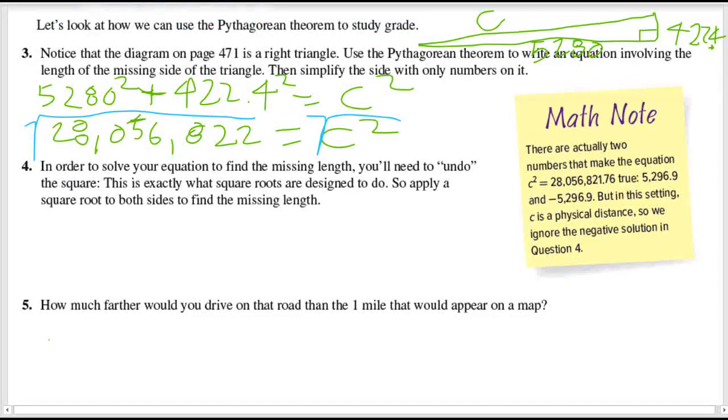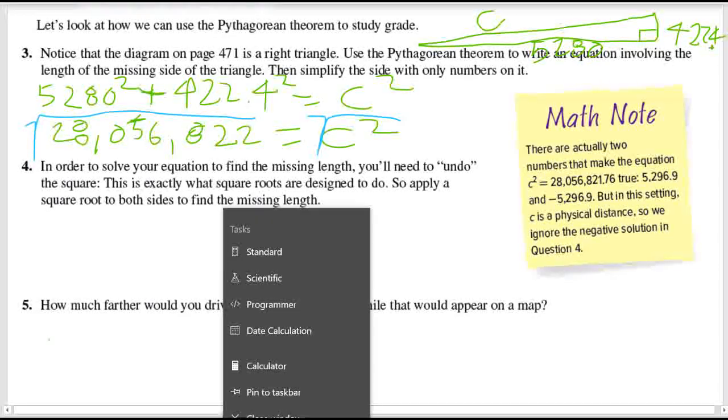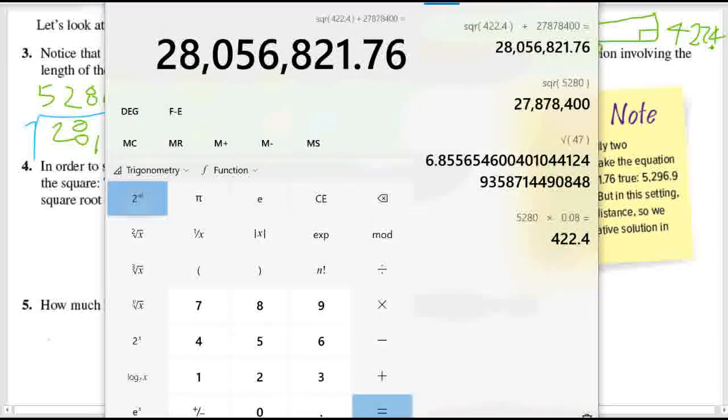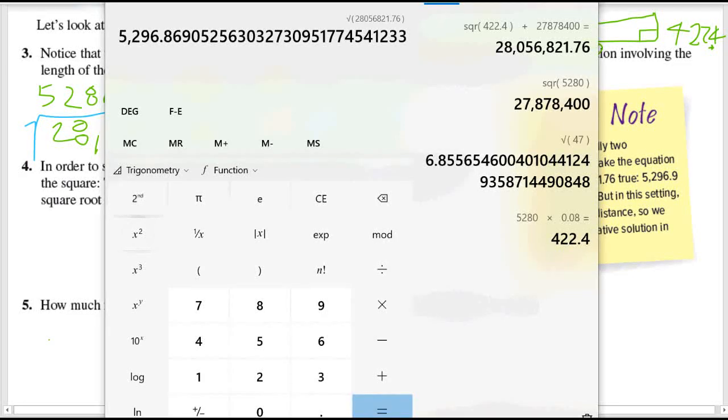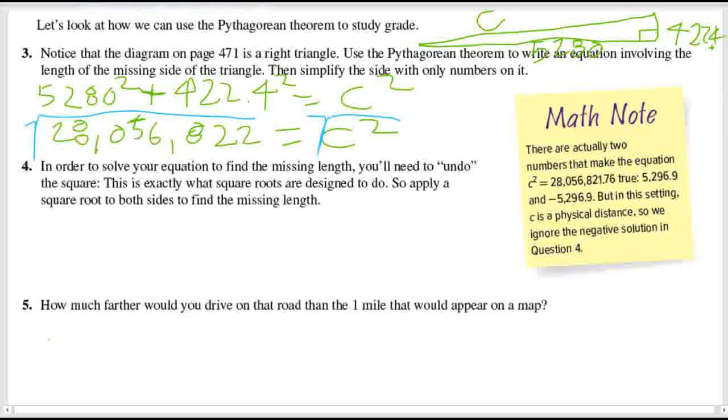So now all I have to do is take the square root. And since I already have the number on my calculator, I can just push the square root button. I get 5,296.9. And I should write feet, but I don't have room for my big fat pen.